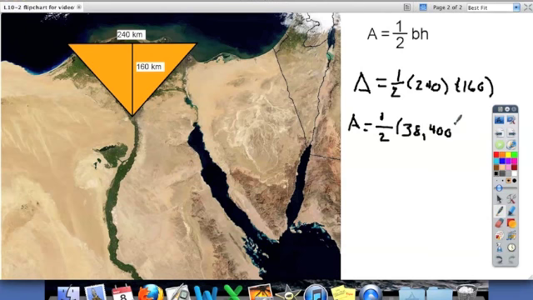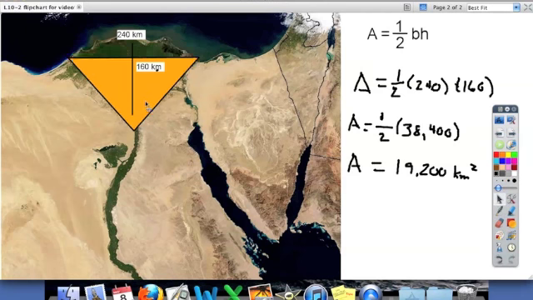square kilometers. Well, I'm not done yet because it's just a triangle here, so I want to take half of that, half that base times height. So if I take half of 38,400, I come up with 19,200 square kilometers. And that would be the area of this delta over here, this orange area, which is pretty close to the area of our Nile Delta.